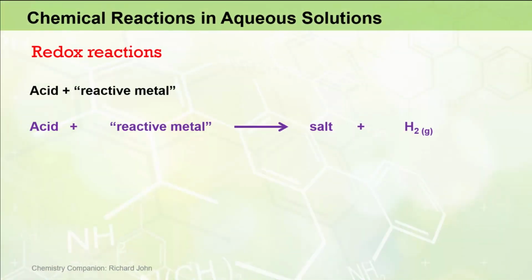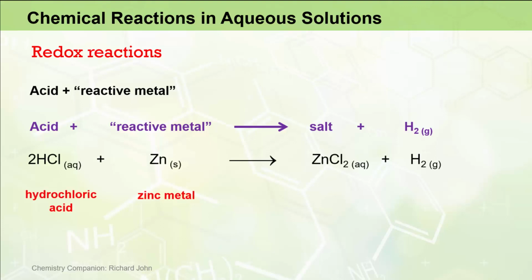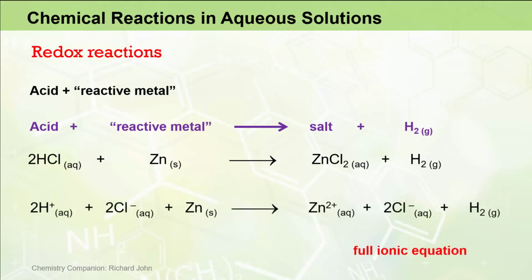We saw in a previous video that the reaction between an acid and a reactive metal produces a salt plus hydrogen gas, and the example that we used was the acid hydrochloric acid reacting with zinc metal to produce zinc chloride salt and elemental hydrogen gas. The equation shown here is represented as a full molecular equation. We can also write the full ionic equation by representing the ions as separate entities for the strong electrolytes present in the full molecular equation.